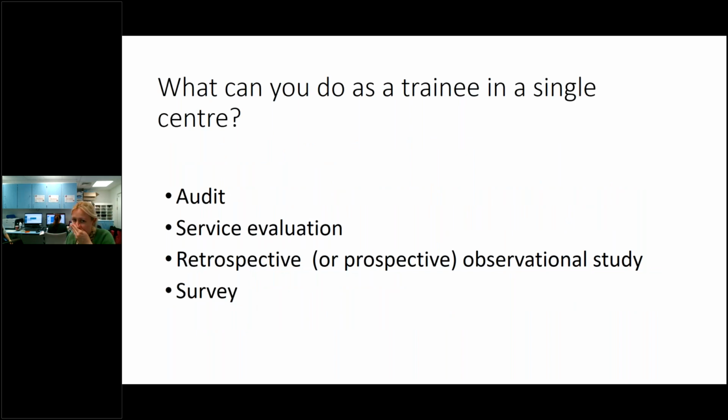So what could you do? You're a trainee in a single centre, a DGH, for either 6 months or a year in most parts, or you might be in a tertiary centre. You could do an audit. You can do a service evaluation. You could do a retrospective, or if you're super organised and super keen and somewhere for a really long time, a prospective observational study, or you could do a survey. These are the things I'm talking about today.